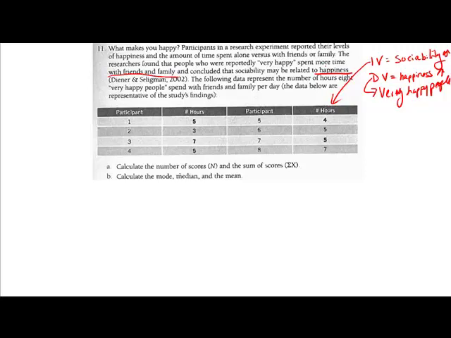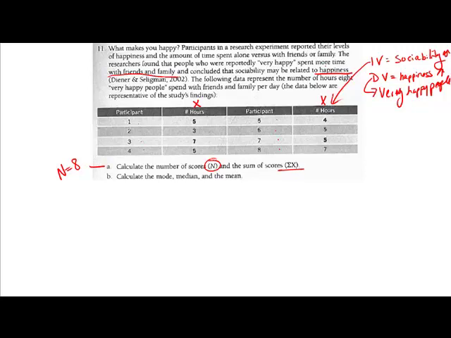1. Calculate the number of scores. Well, they already told me that, right? I already know how many participants I have. N equals 8. 1, 2, 3, 4, 5, 6, 7, 8. The sum of scores, the sum of x. So what here is x? Well, it's the number of hours that are the sum of scores.